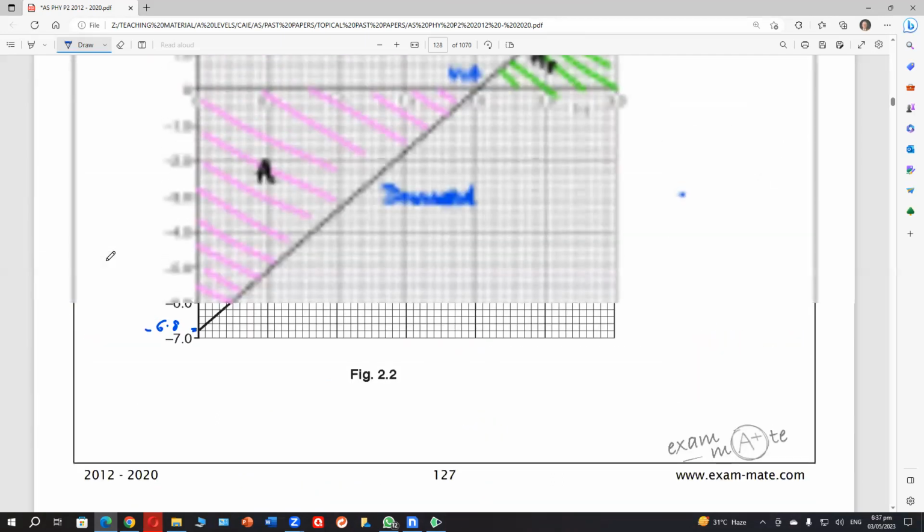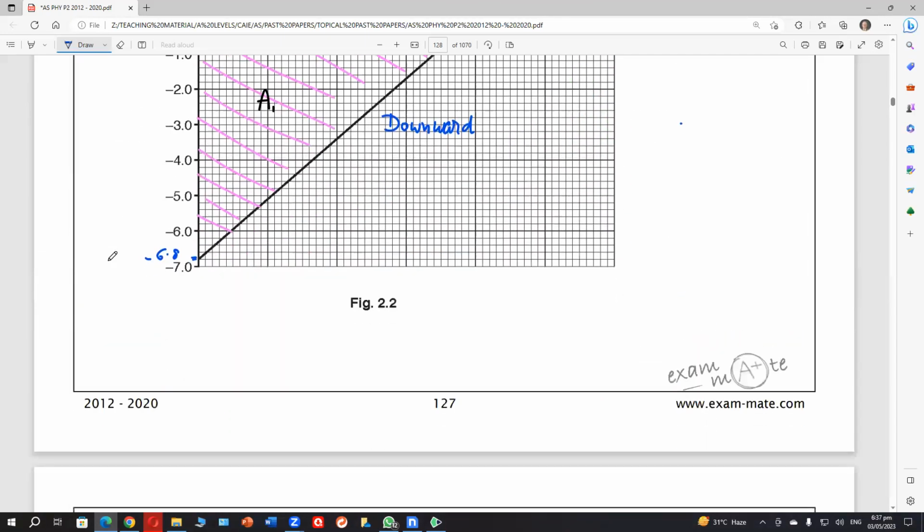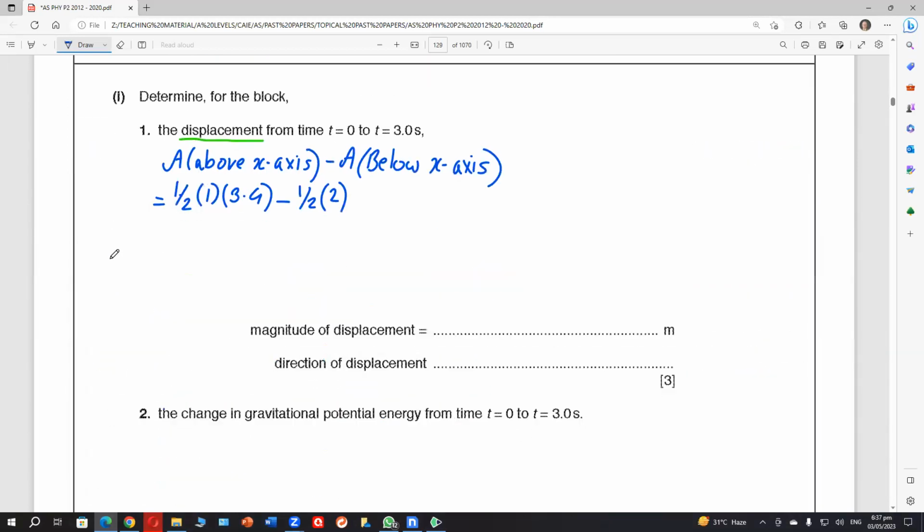The lower area is half into 2 into 6.8. Will we take this 6.8 as minus? No, otherwise they will be added. 6.8 is obviously on the speed axis. I'm taking it as a speed because in the formula, if you put negative, it will reach a plus. So by this, the answer will come negative, 1.7 minus, because the area below the x-axis is greater. It doesn't matter. Let it come.